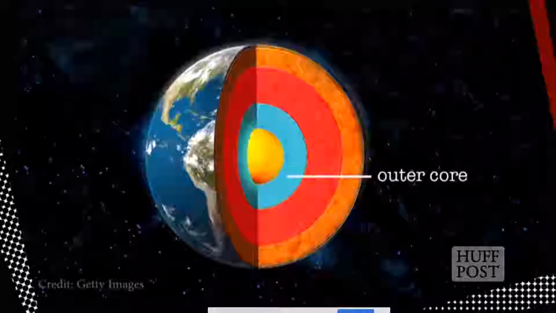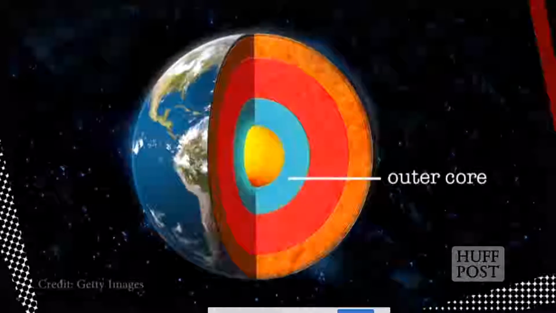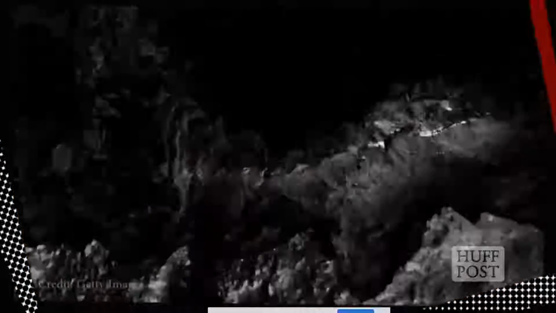You ready? Here we are, 1,800 miles down at the Earth's outer core, which runs all the way down to around 3,000 miles. This is a layer of molten iron that surrounds Earth's inner core, and it's really, really hot down here. In fact, it's between 7,200 and 9,000 degrees Fahrenheit. But if you think that's torching, wait until we reach the center of the Earth.